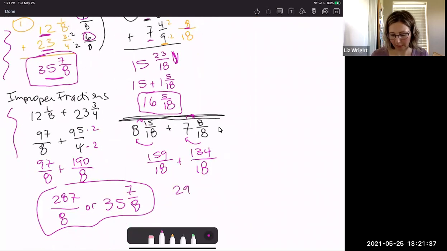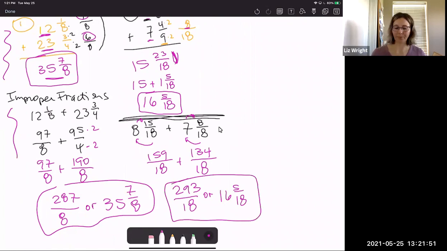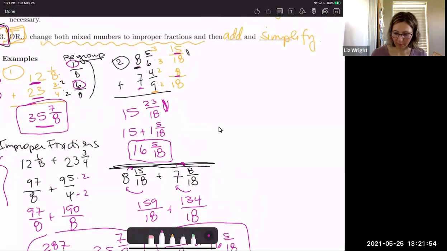That gives me 293 over 18, which again, when I'm changing it back into a mixed number, is going to give me 16 5/18 for my answer. So you can do it either way. So then here's one I would like for you guys to do. I want you to do it both ways. So I want you to leave it and do the regrouping thing where you're leaving it as mixed numbers. And then I want you to try to change it into improper fractions and then add them, and you should end up with the same exact answer.